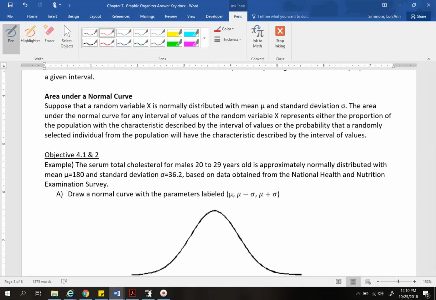Suppose that a random variable x is normally distributed with mean mu and standard deviation sigma. The area under the normal curve for any interval of values of the random variable x represents either the proportion of the population with the characteristics described by the interval of values, or the probability that a randomly selected individual from the population will have the characteristic described by the interval of values. So basically, when we find a shaded area underneath the curve, it's a proportion or a probability.